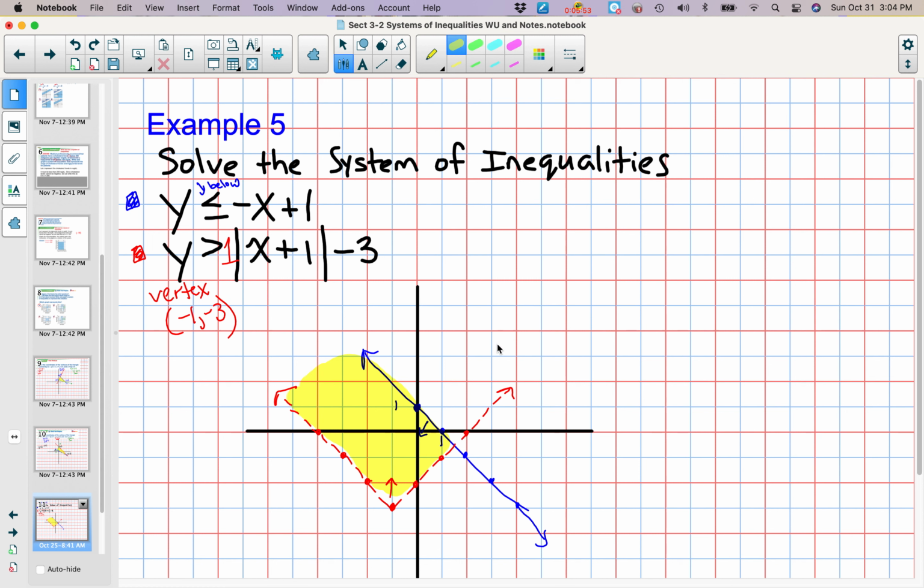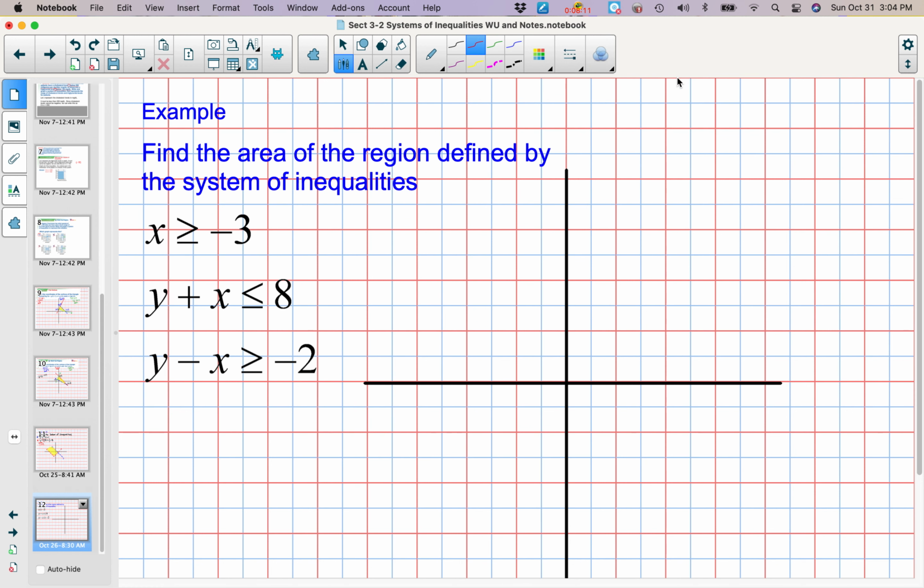Okay, kind of like what we did the first part of this video, part A, where we just had to shade the region, and this would be my solution region, which means anything in that highlighted region makes both inequalities true at the same time. And here again, we have a different type of inequality in a different set of directions. This time, I'm asking you to find the area of the region defined by the system of inequalities.